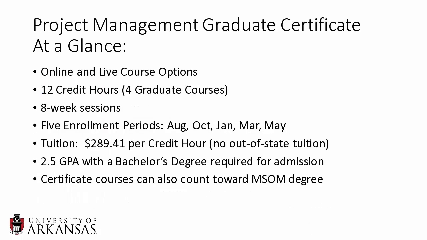There's a project management graduate certificate at a glance as well. Same thing, online and live course options. It's 12 credit hours. Again, we roll all around the calendar, so whenever you want this, we are here for you. The tuition is the same. The GPA requirement is a 2.5 GPA with the bachelor's degree. And the certificate courses can also count towards the MSOM degree. So if you think you want to do both of these, talk to your advisor early on so you can get the right level of classes lined up for yourself.